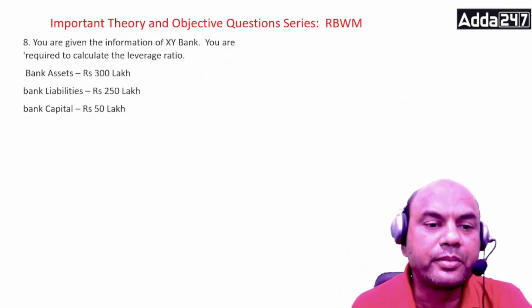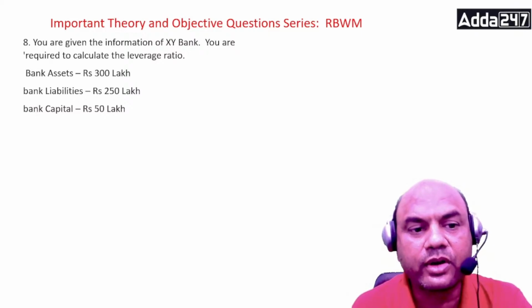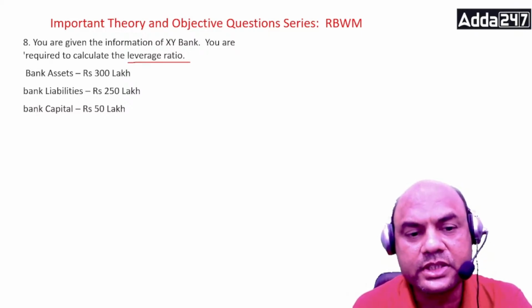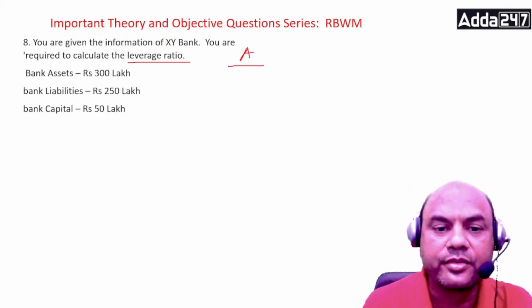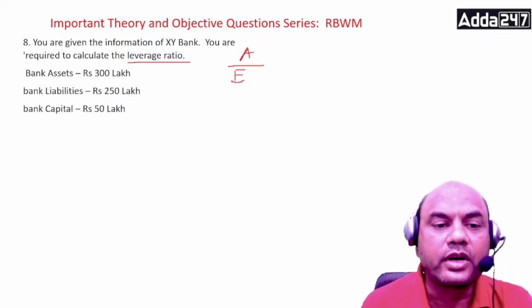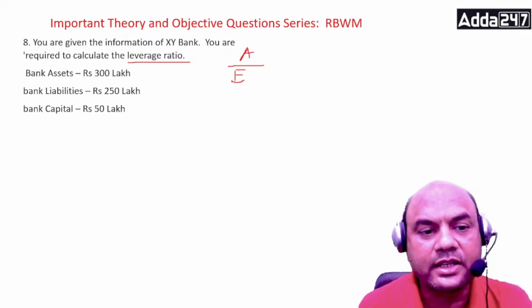You are given the information of XYZ bank. You are required to calculate the leverage ratio. So just now I gave you the formula of leverage: assets upon equity or capital. Equity or capital, it's one and the same thing. Okay. So what are the assets over here? 300 lakhs are the assets.